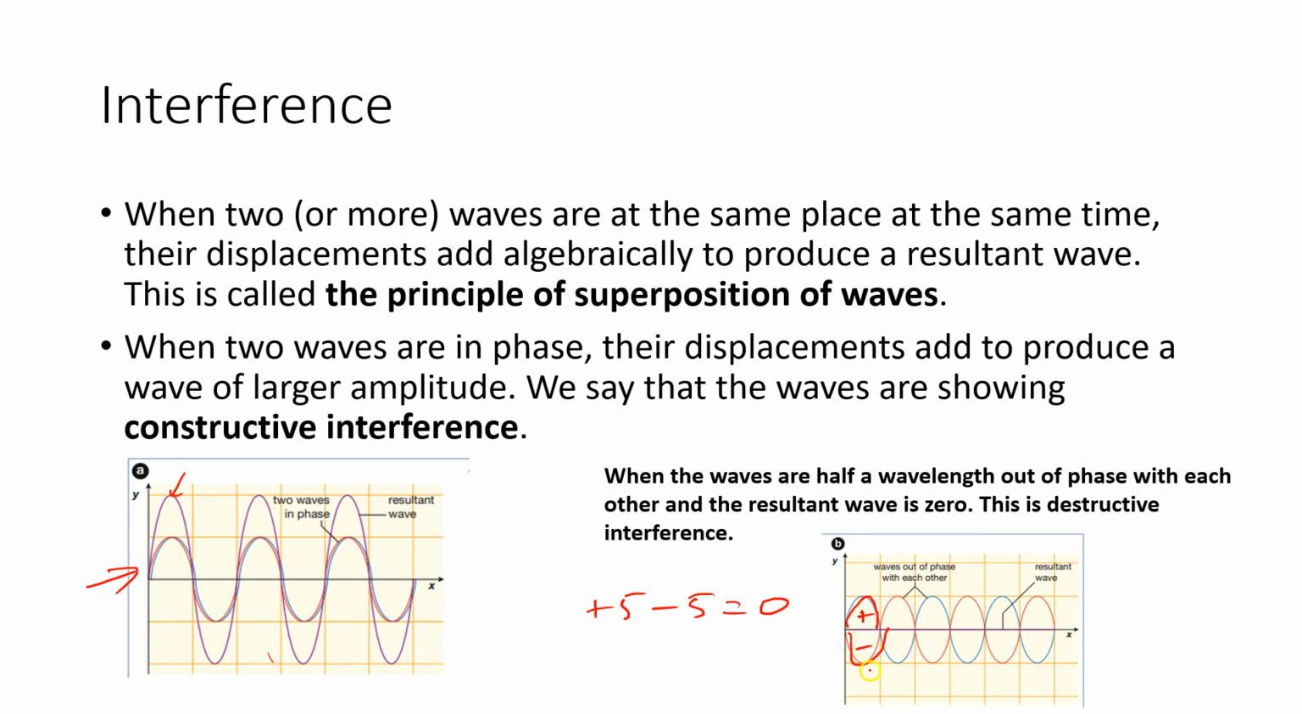Mind you, for this example, all the waves are at the same height in terms of amplitude. As you can see, the amplitude stops here, the amplitude stops here. So this basically makes it a little bit easier as it relates to destructive interference.